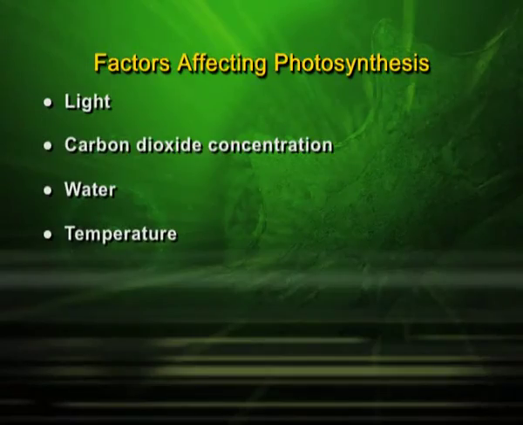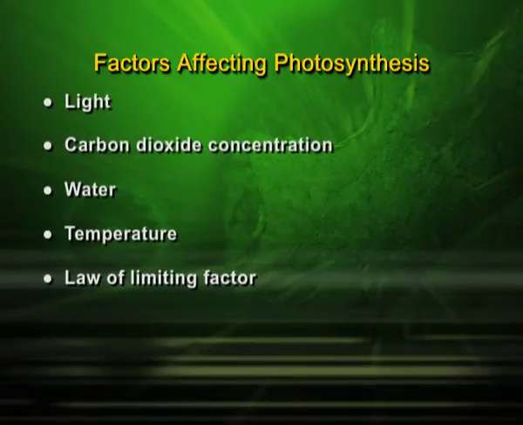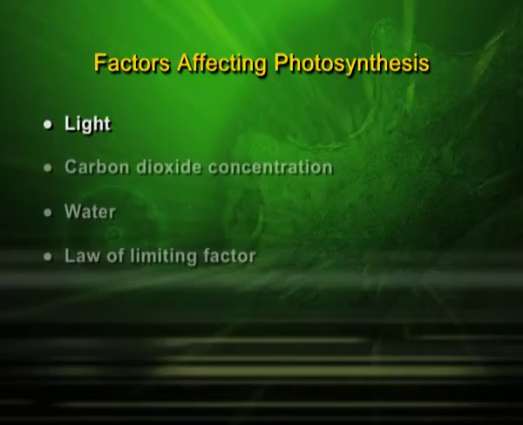In addition to these three, temperature is another factor. Suppose the plant is in a frozen condition, or suppose it is boiling, then naturally photosynthesis will not take place. So, optimum temperature is also a need for photosynthesis. So, we can also include temperature in the factors which may affect photosynthesis. We will discuss the law of limiting factor and also factors at suboptimal level. Now, first let us start with light.